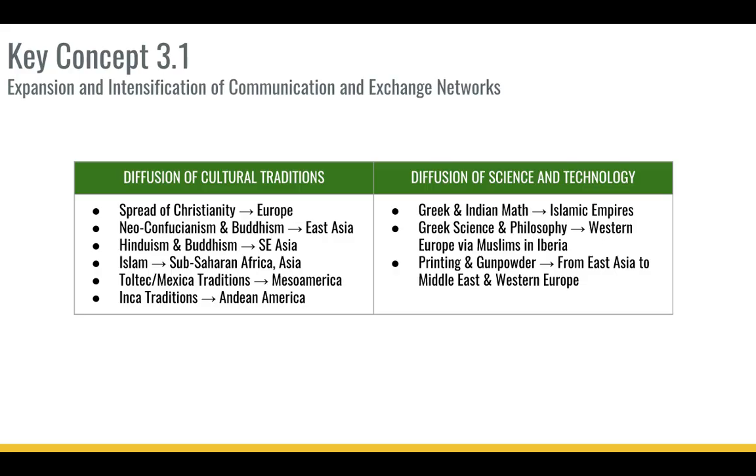Science and technology also spread. Greek and Indian math find a home and are curated by Islamic empires. Greek science and philosophy comes back to Western Europe via Muslims in Iberia and also some rediscovery in the Crusades. And practical things like printing and gunpowder spread from East Asia to the Middle East and later to Western Europe. So this diffusion of cultural traditions and science and technology is going to follow these same trade routes, and is a key understanding that trade does not just occur with goods, but also with ideas.